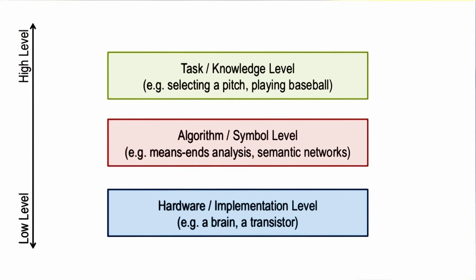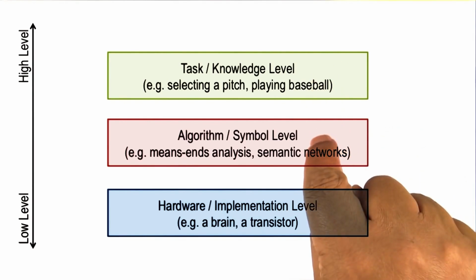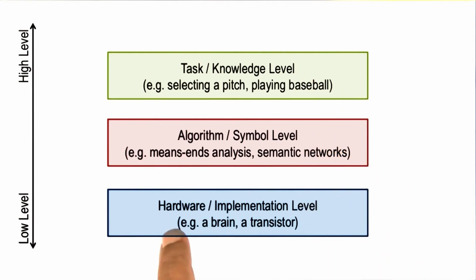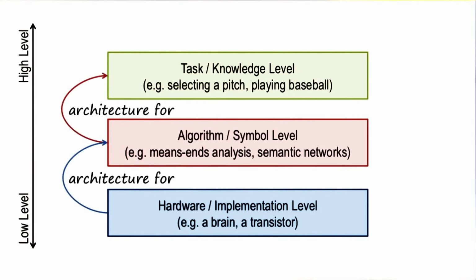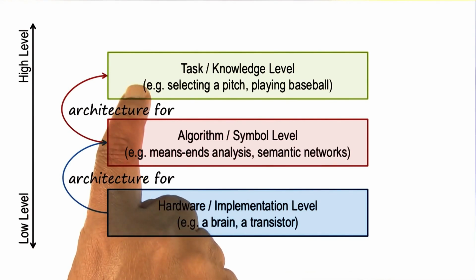And Alan Newell talked also about multiple levels. He was talking about the knowledge level, the symbol level, and lower levels like the hardware. The various levels are connected with each other. So I might think that the hardware level is a level for implementing what is happening at the algorithm level. And the algorithm level provides an architecture for implementing what is happening at the task level.